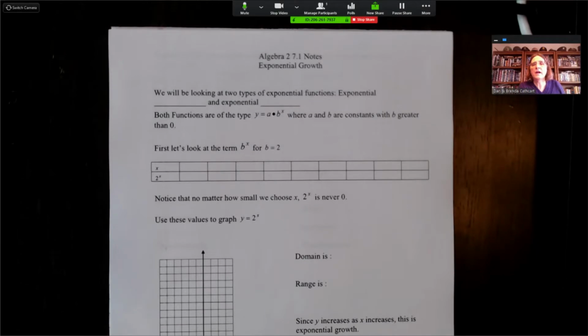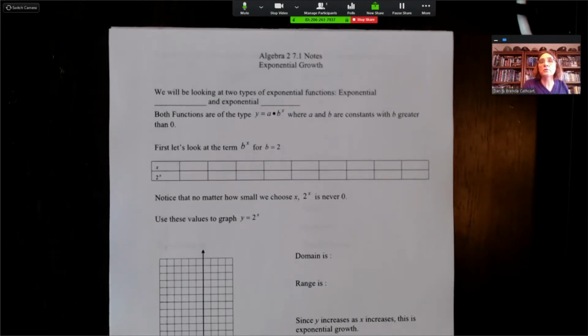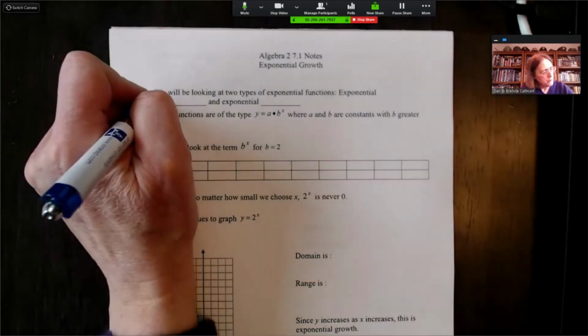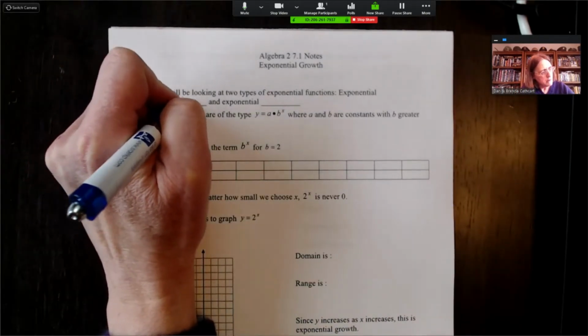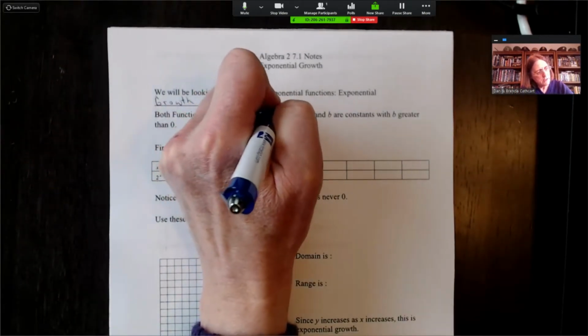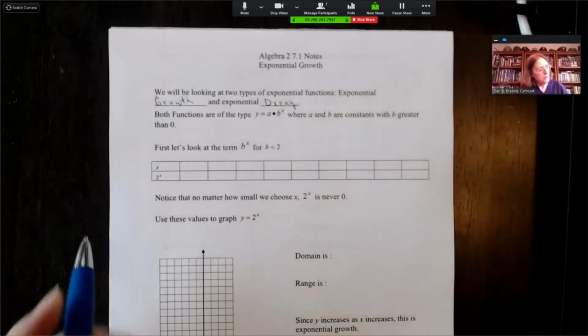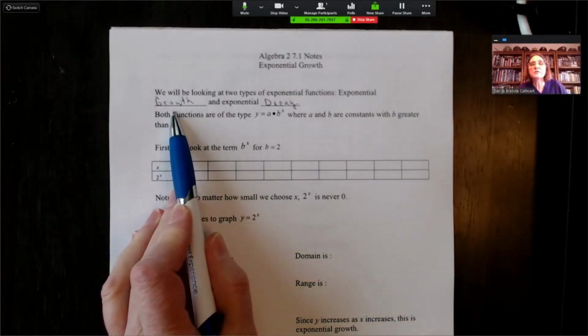So today it's an Algebra 2 class that we're doing, and we're looking at exponential growth functions and how to graph exponential growth functions. So today we're going to be looking at two different types of exponential functions. There are exponential growth and exponential decay. We're going to be focusing today on the exponential growth equations.